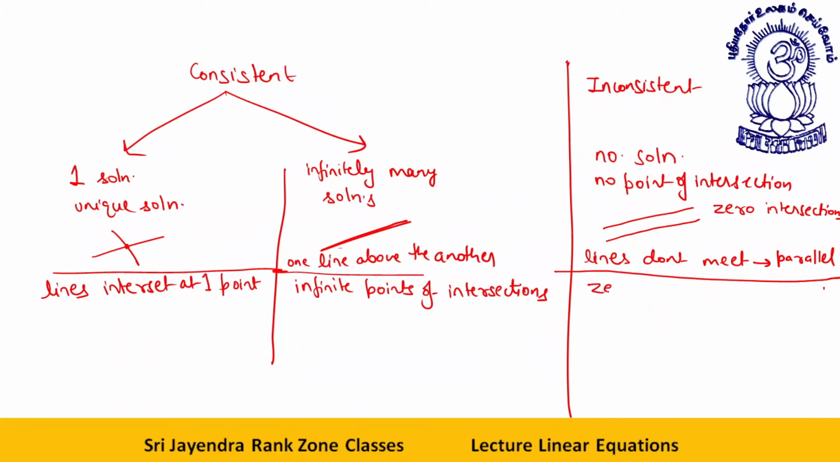Then we have zero solutions, zero points of intersection. So this consistency and inconsistency is dependent upon the number of solutions. Here we have zero solutions. Here we have one solution. Here we have infinitely many solutions. Since we have some solution, that is why it is called consistent. Since we don't have any solution, zero solution, that is why this is called inconsistent.